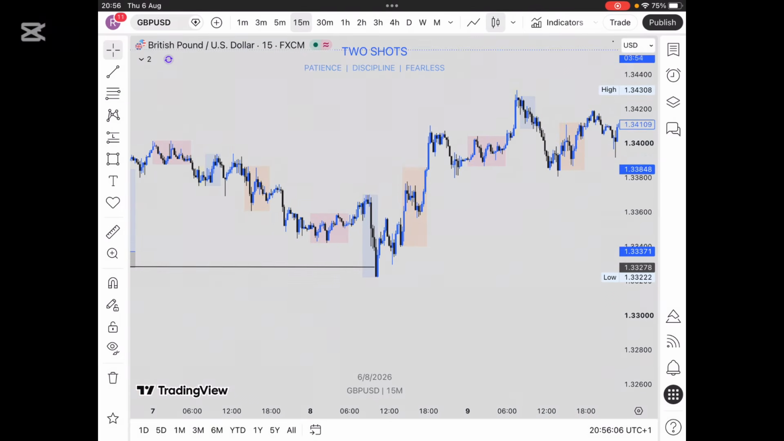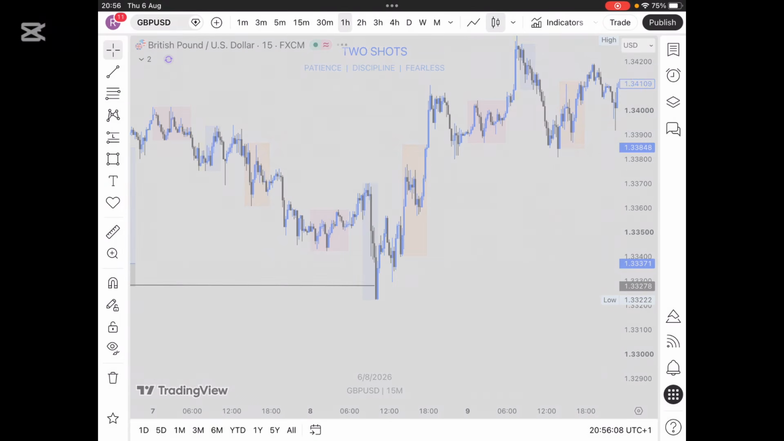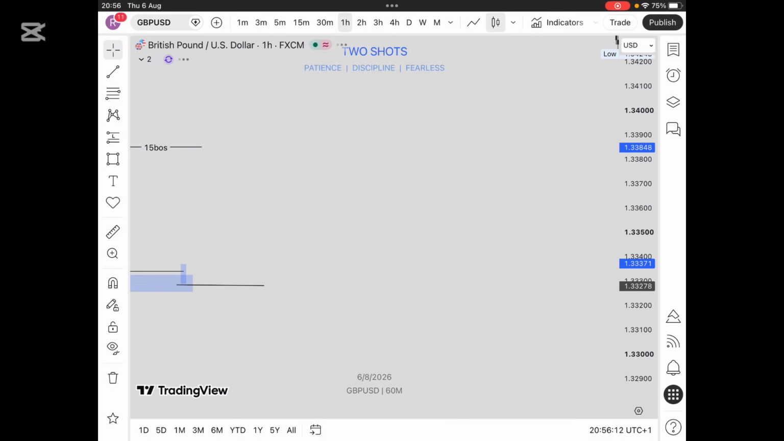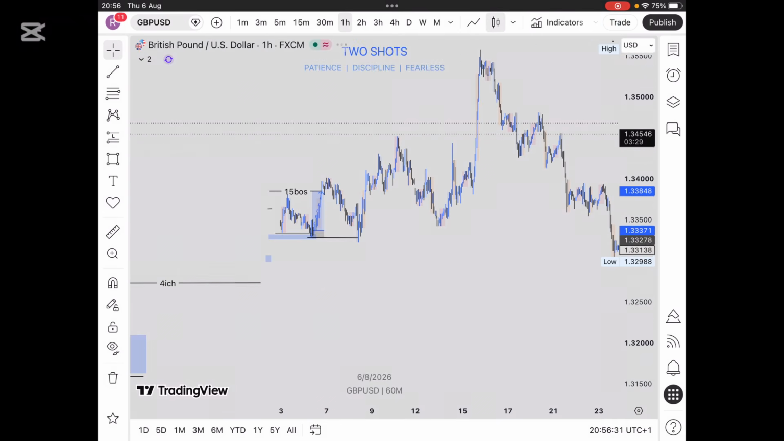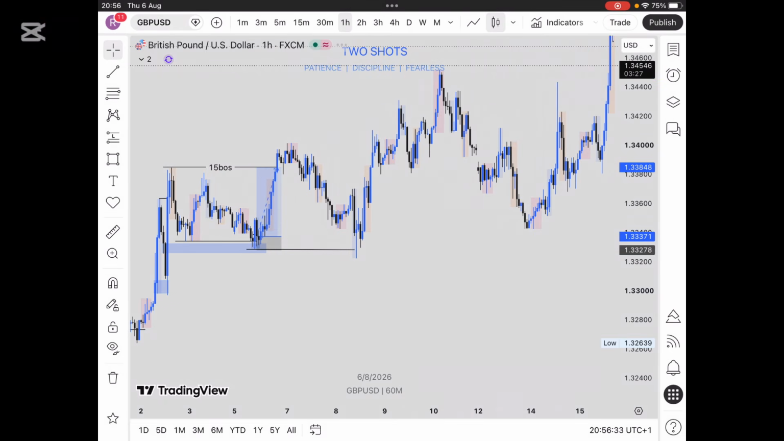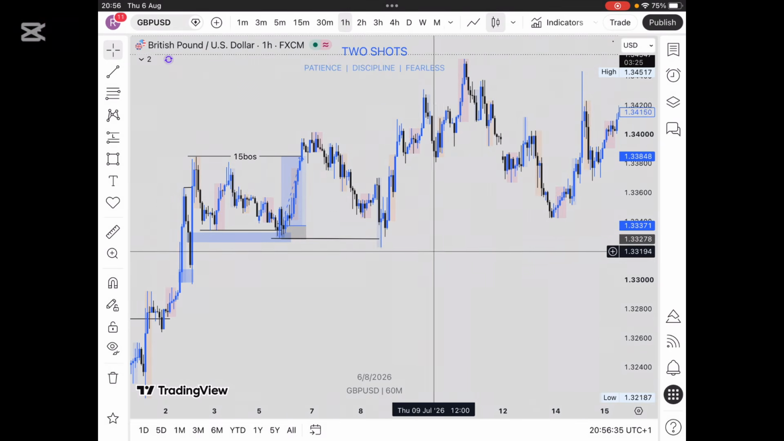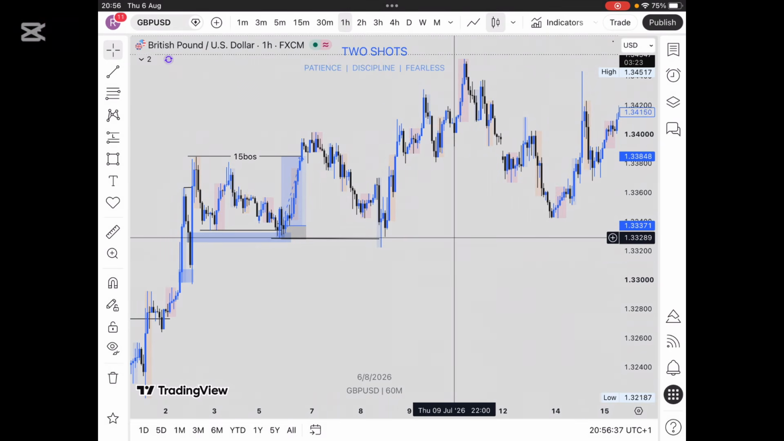So let's just confirm this thing I just said with a higher time frame. Let's see if price actually closed below there. Like I said, you can see price did not close below this place. Price only swept this low just to take more liquidity before continuing to buy.